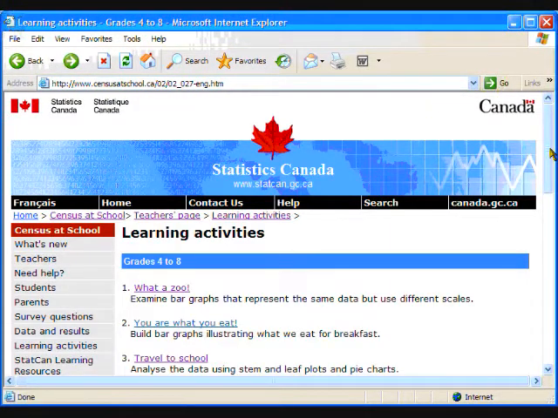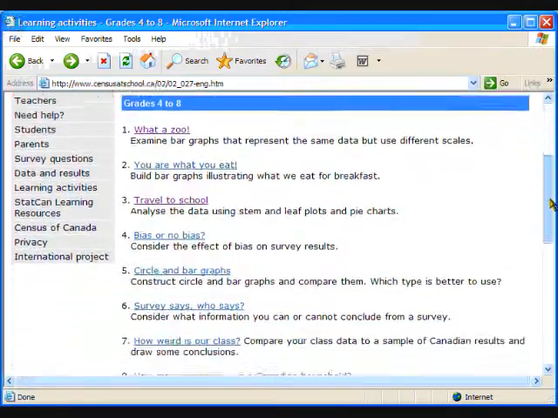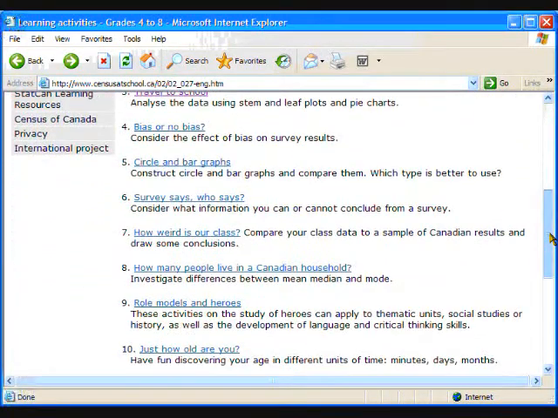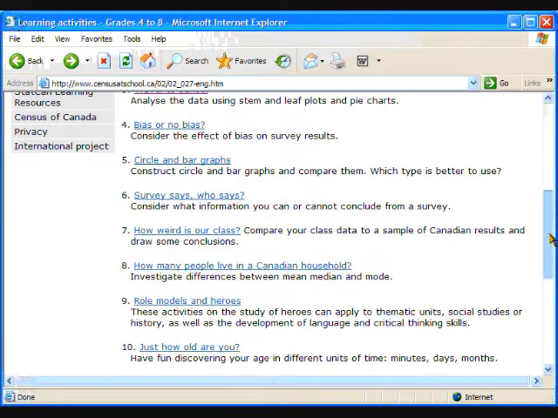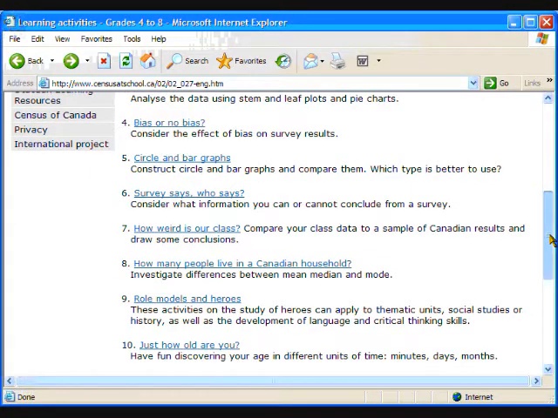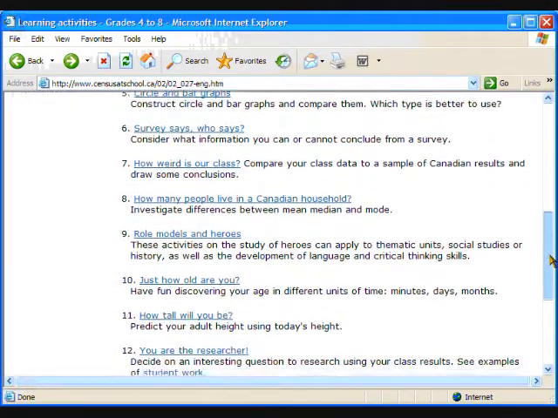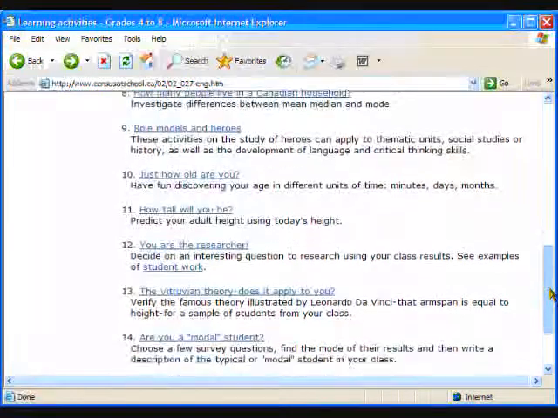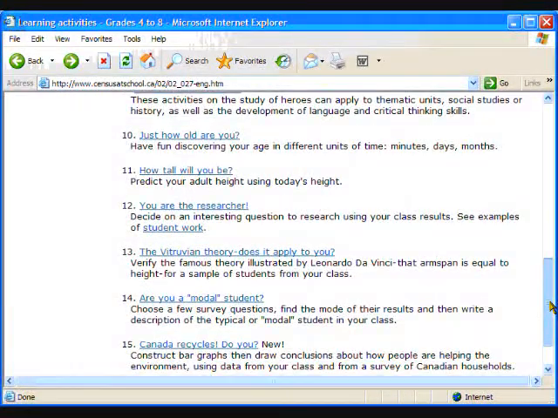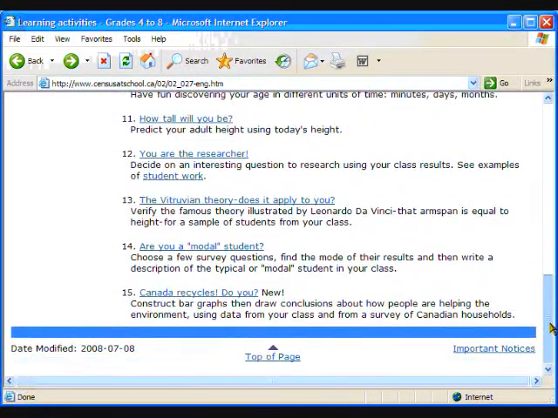You will see a large variety of topics covered, from considering the effects of bias on survey results, in Bias or No Bias, to lessons investigating mean, median, and mode in How Many People Live in a Canadian Household, and Are You a Modal Student? In How Tall Will You Be?, students use their heights and percentages to predict their adult height.